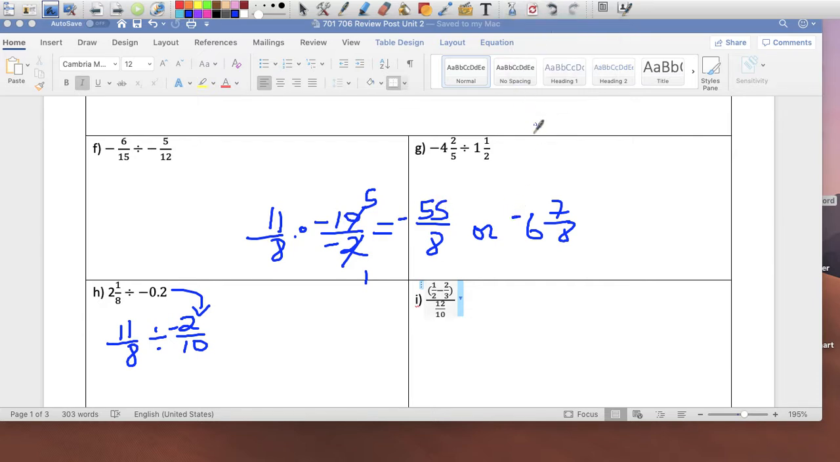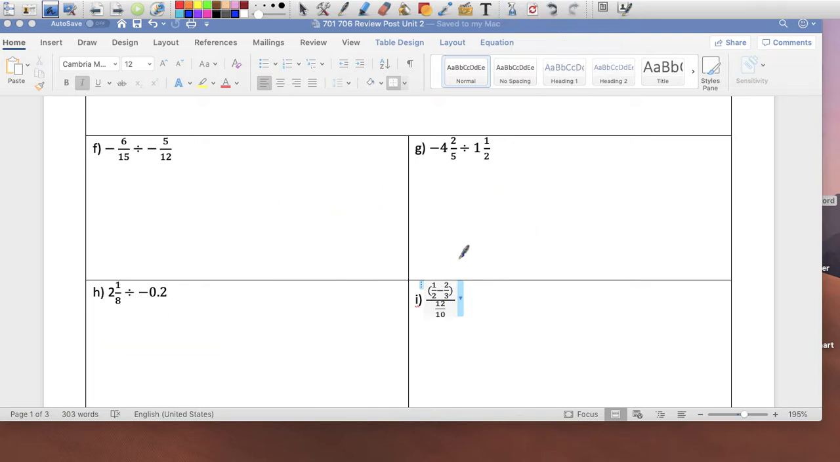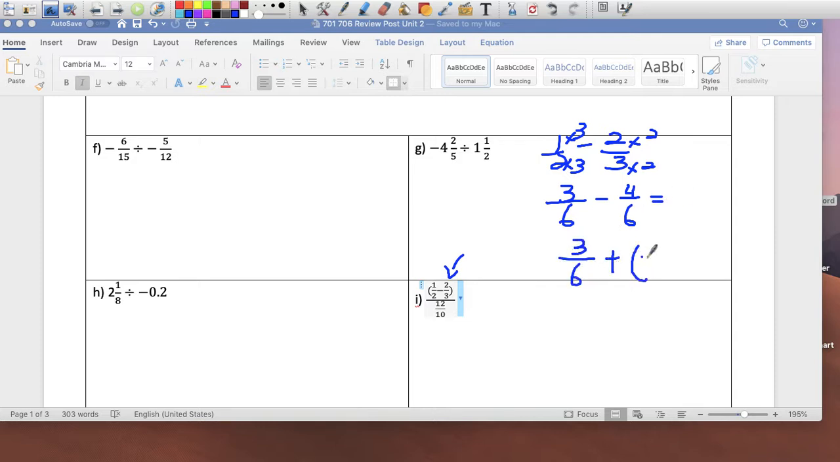Okay. This one, there's quite a few things I have to do in here, right? So I'm going to have to do this one over here: 1 over 2, 1/2 minus 2/3. Remember, we have to find a common denominator, which is 6. So 2 times what is 6? Times 3. So it's 3 times 2, and then times 2, so that's 4. So I can do this: 3/6 plus negative 4 over 6.